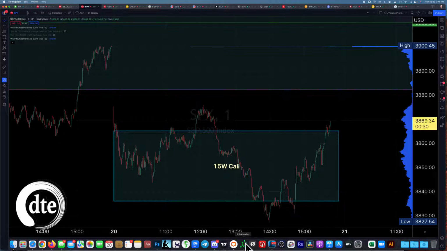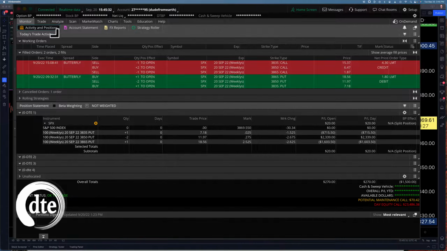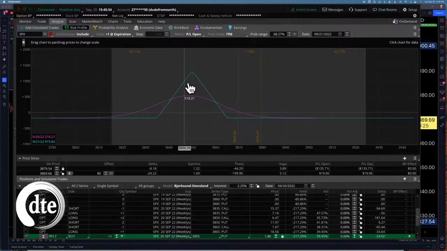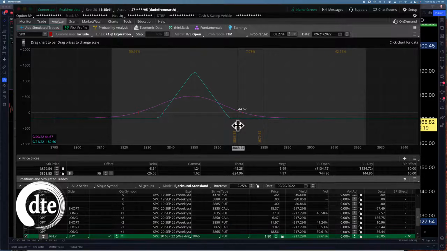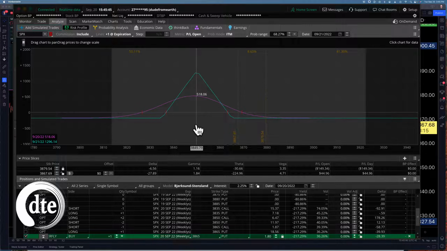So let's see where we're at if you were still in that trade. See, now it's out here, right? And the max profit on that is only about $30. I get out with 200 and something. Of course, if it were right in the middle, it'd be worth over 500 right now.